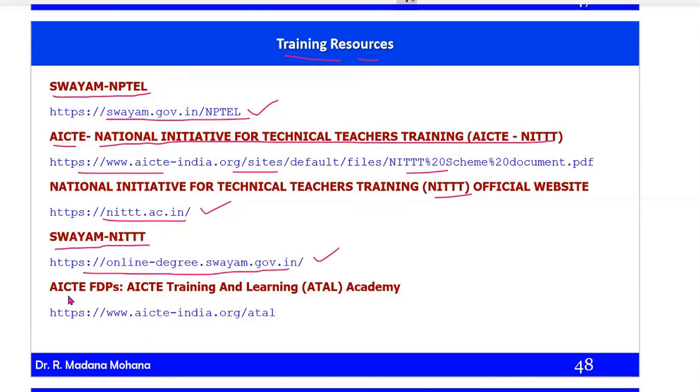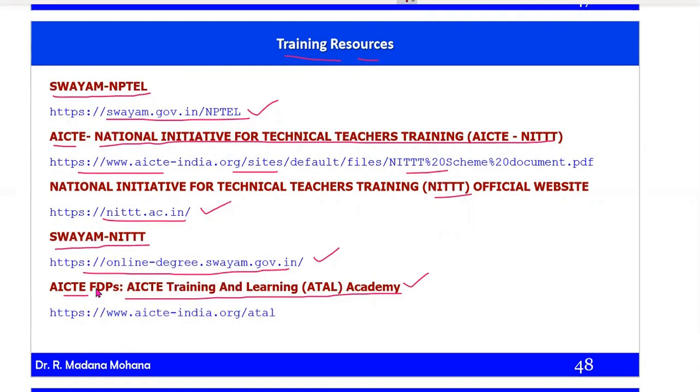Then for faculty development, recently, 2 years back, AICTE started the AICTE Training and Learning Academy, which is called ATAL. Most of you are aware of these ATAL FDPs. Per academic year, a maximum of 4 FDPs are allowed. If anyone has not yet enrolled, you can enroll immediately and attend. All are 1-week FDPs, so per year you will get 4 FDP certificates.